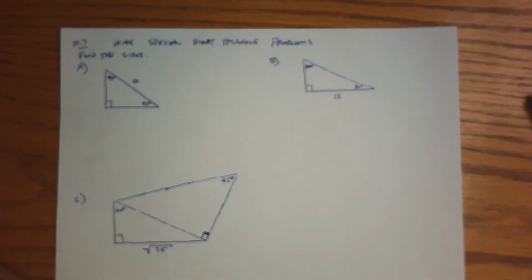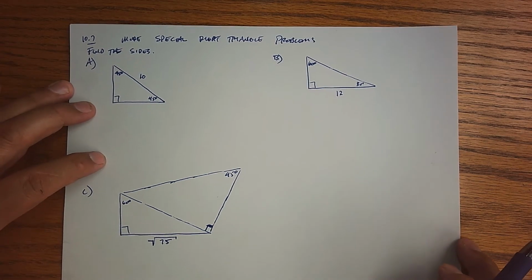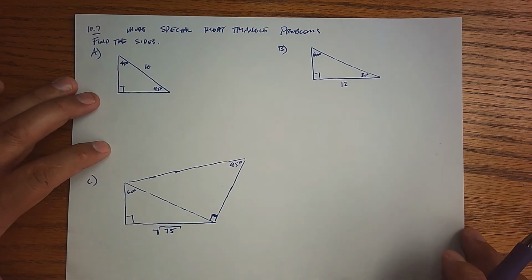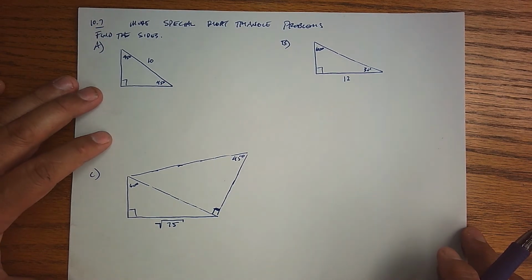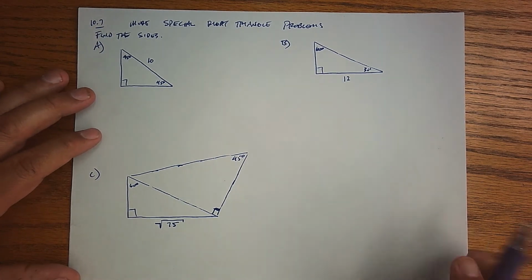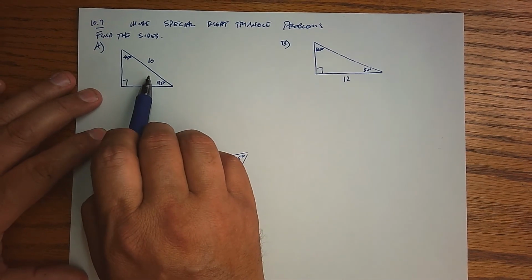Okay, so now that we've introduced ourselves to some special right triangle situations, let me go ahead and do some problems that are a little bit outside the box to get you ready for some homework problems or things that you'll see in the future. So here, we begin with a nice 45-45 triangle.